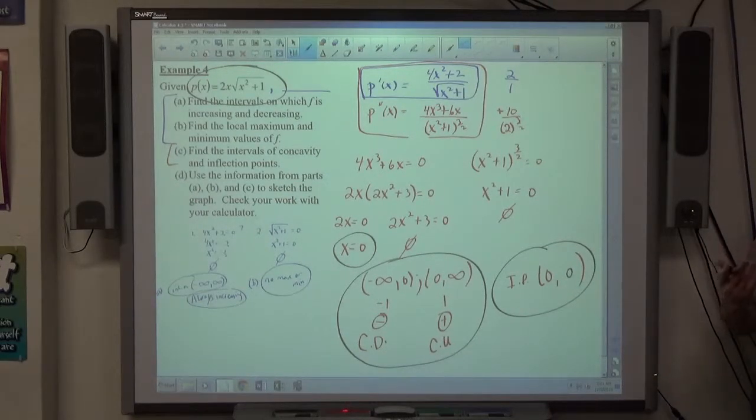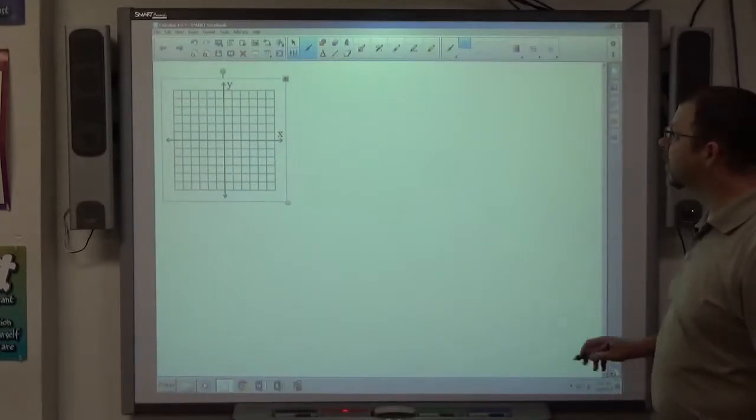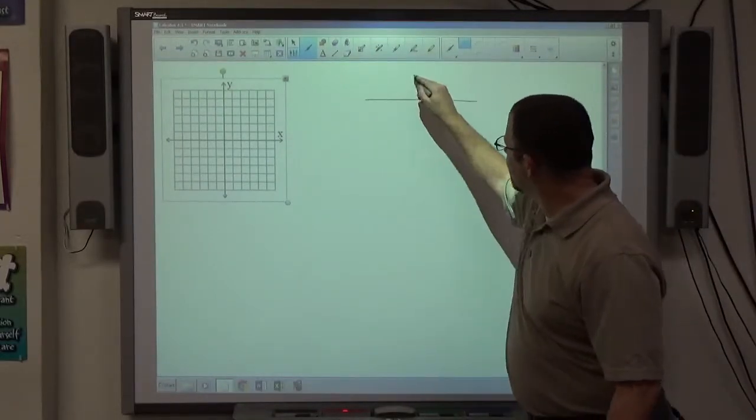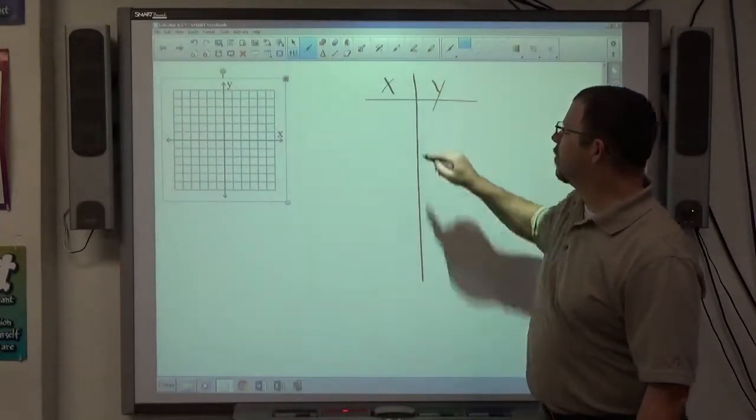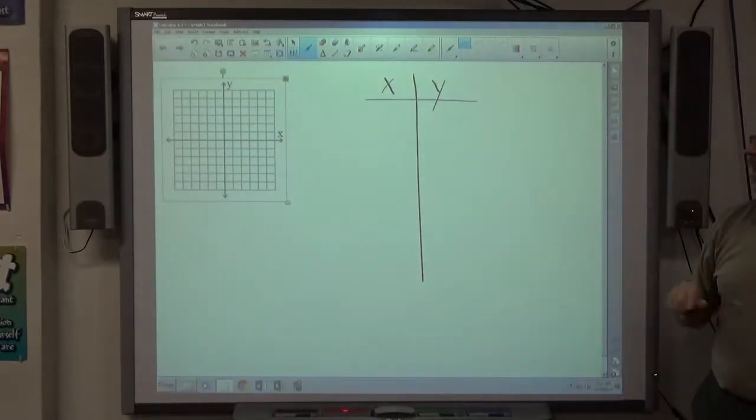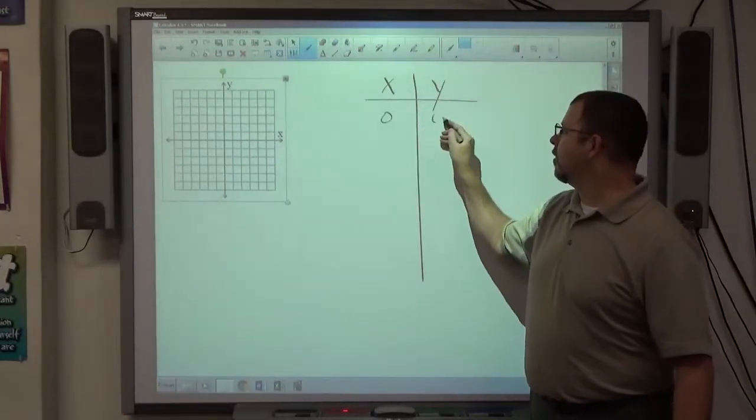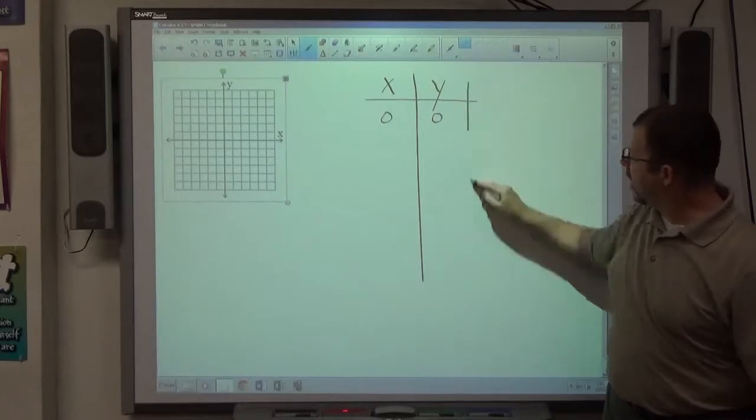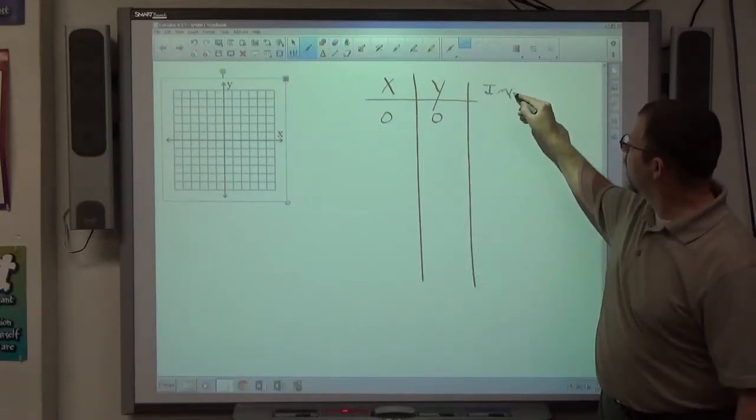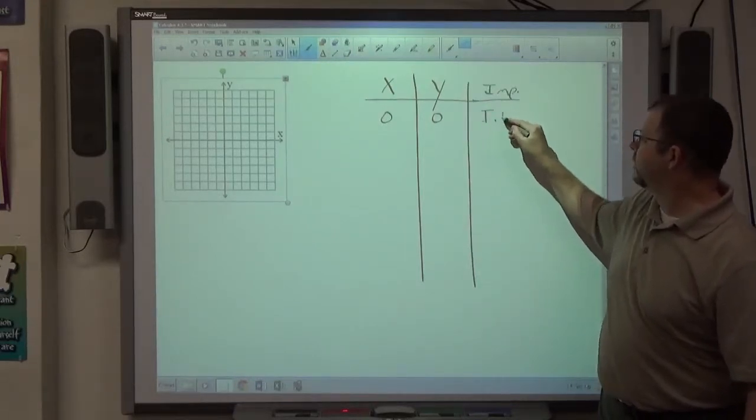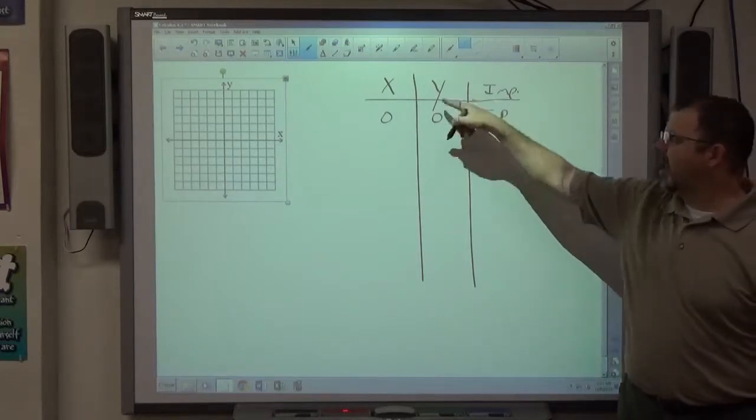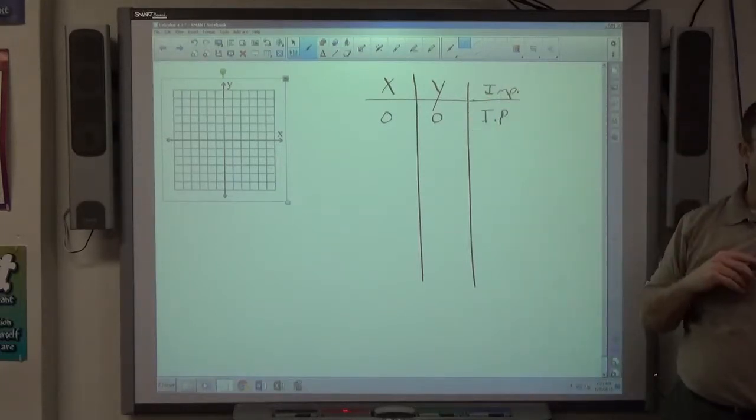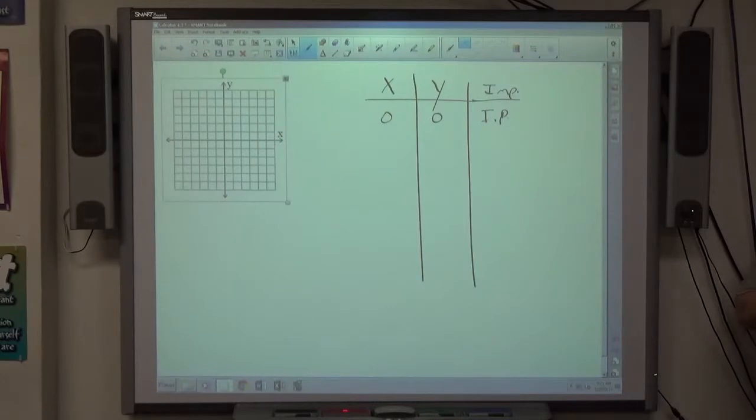So what we do, if we only find 1 point, is we go back to basic math, basic algebra, basic anything. Make an xy chart. I already know that 0, 0 is a point on this graph, right? And specifically, its importance is that it's an inflection point. Okay, so x, y, and importance. That's what I would have in my chart. All right, 0, 0 is an inflection point. That's the only important point I got.